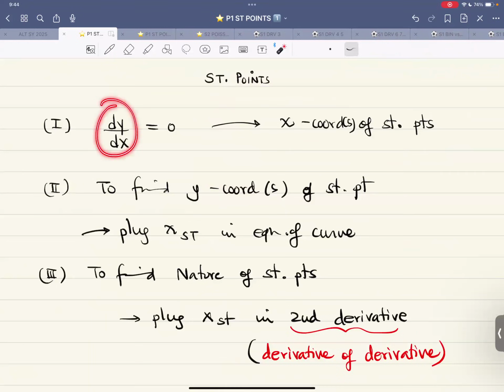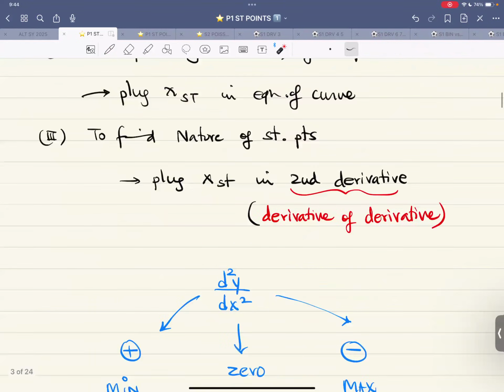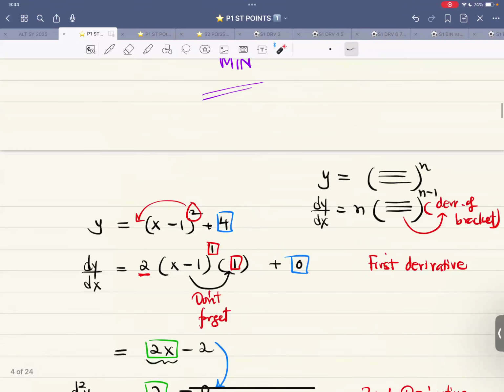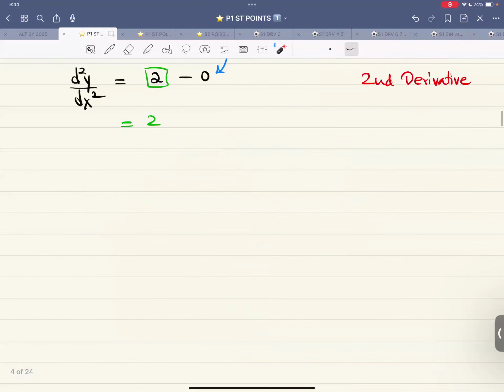First one, dy by dx equals 0. We find x coordinate of stationary point. To find y coordinate of stationary point, plug the x coordinate in equation of curve. To find nature, plug x coordinate in second derivative. If it's positive, it's a minimum. If it's negative, it's a maximum. If it's 0, it's neither a max nor a min.